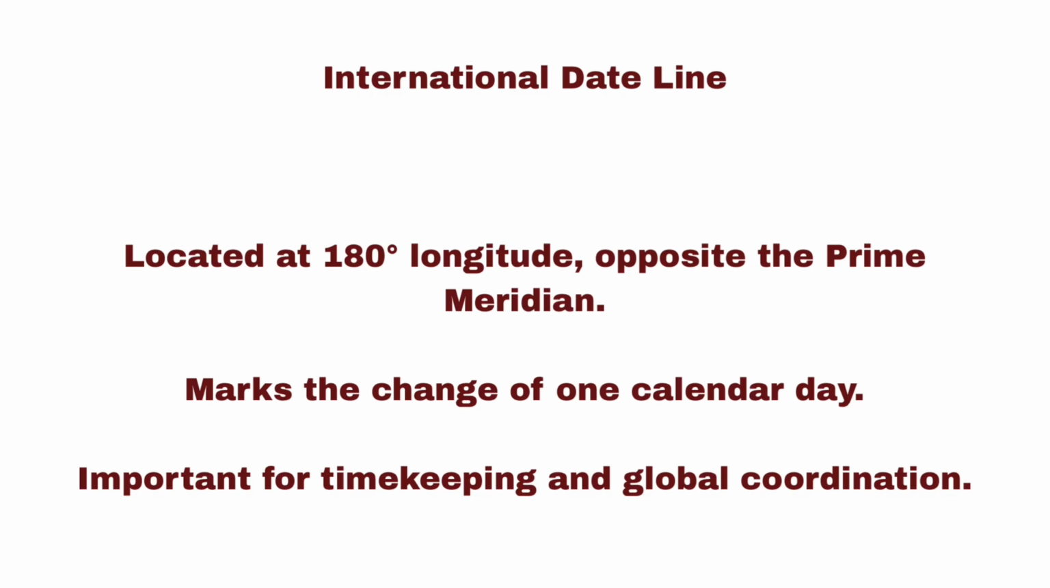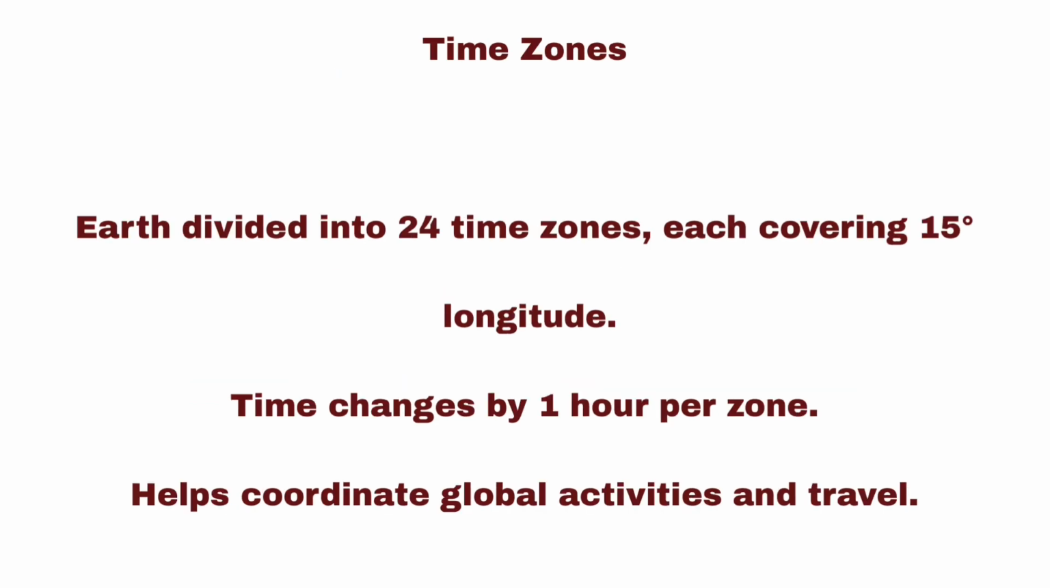So here is a quick summary. Longitudes are vertical lines. A meridian is a line of longitude. The prime meridian is 0 degree longitude. The International Date Line is 180 degree longitude. Cities differ in climate due to latitude.